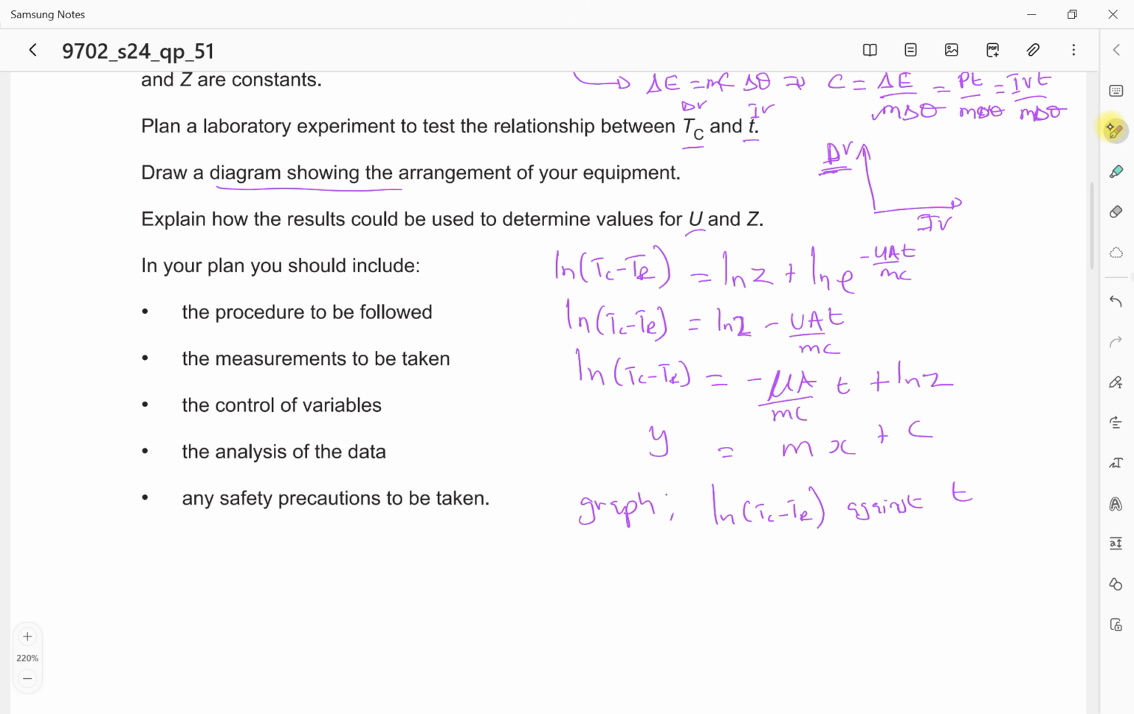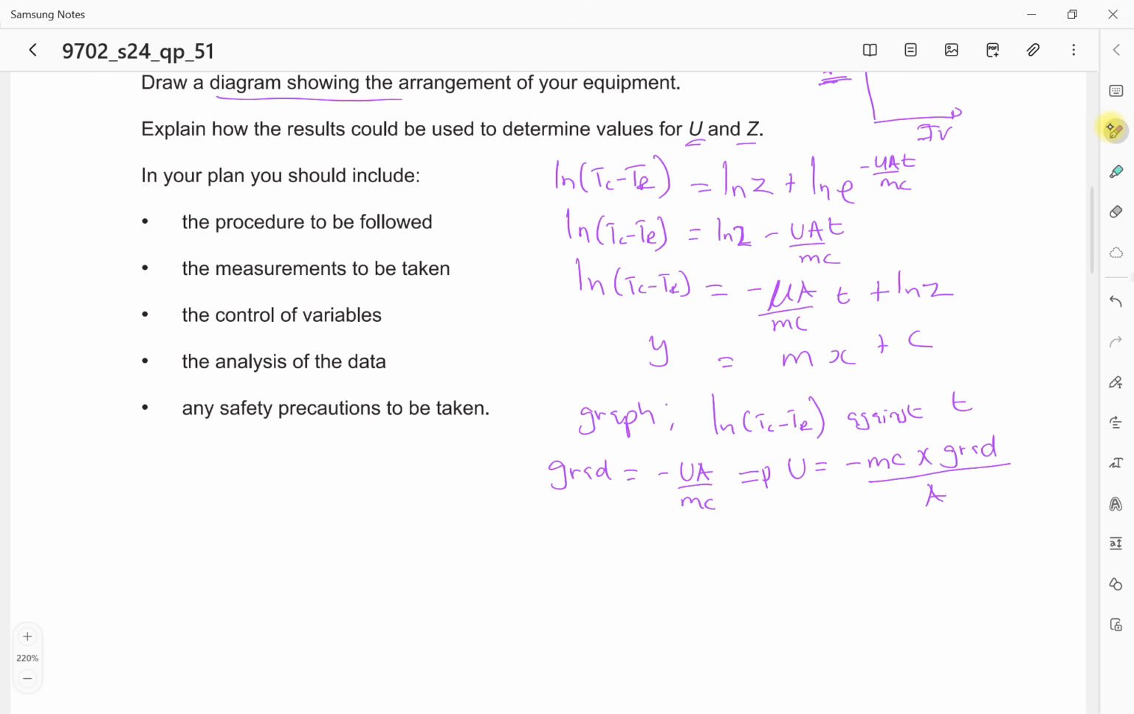Then they said explain how, of course I will draw the diagram, explain how the results could be used to determine values for U and Z. So the gradient of this graph is equal to negative UA over mc, and this implies that U would be equal to negative mc times the gradient divided by A. Then they also want to find Z, but notice that the y-intercept is equal to ln of Z. So the y-intercept is equal to ln of Z, which implies that Z is going to be equal to the antilogarithm or antiln, which will be e to the power of the y-intercept.